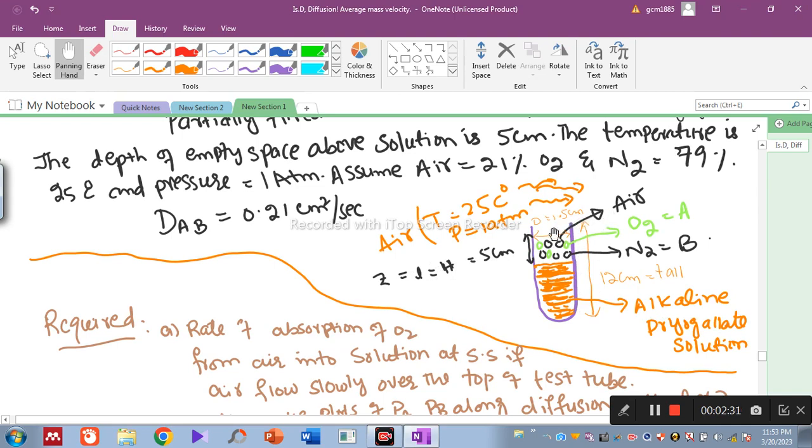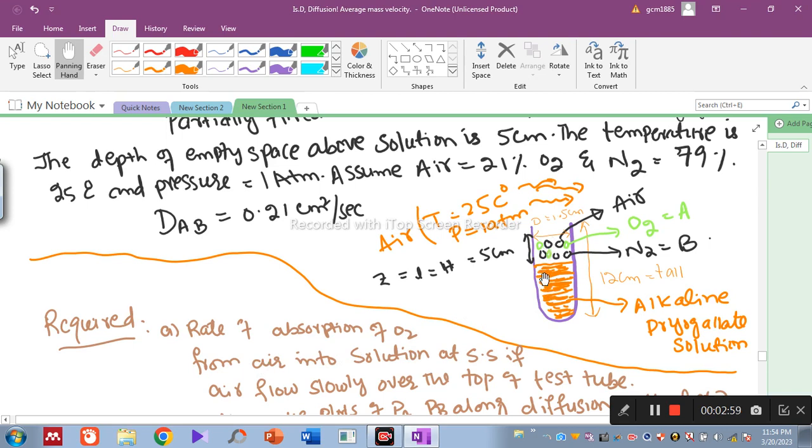The oxygen molecule will diffuse through the nitrogen molecule. These black ones are nitrogen and this green one is the oxygen molecule. So the oxygen molecule will diffuse through these nitrogen molecules, and it will be absorbed in the alkaline pyrogallate solution. So the question is, what is the absorption rate of oxygen from air into the solution?